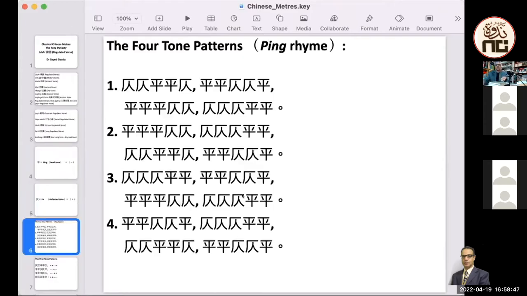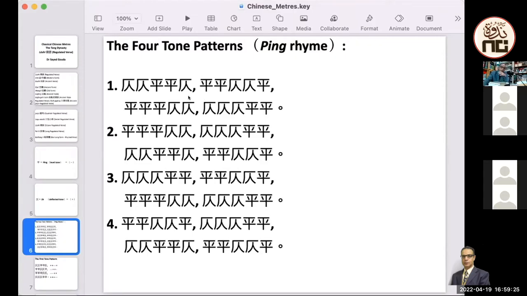There are some patterns according to these four tones. Remember that these four tones were not used in poetry before the Tang Dynasty. Only beginning from the Tang Dynasty did these four tones become more important, and the rhythm of poetry was based on the regulation and the variations of these tones of ping and zi. So these are four formats, four patterns for the ping rhyme.